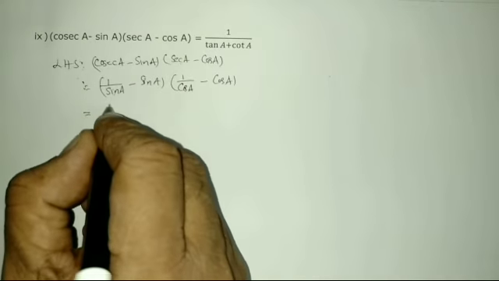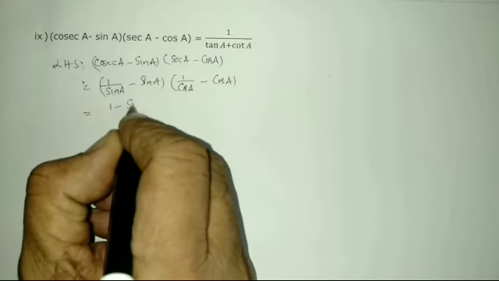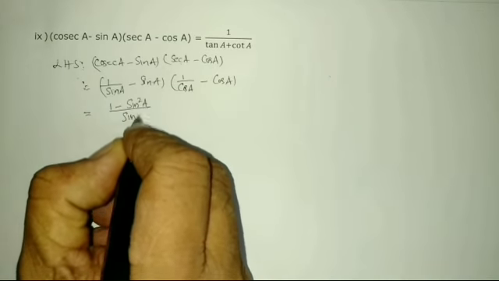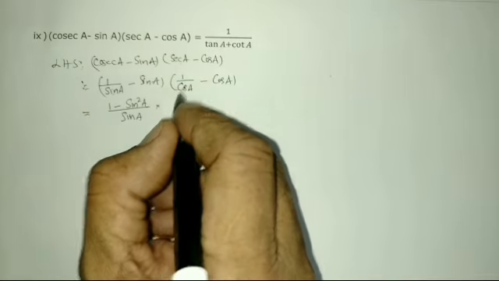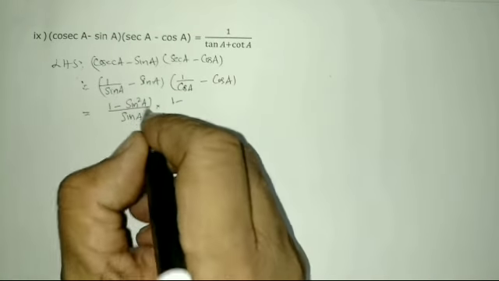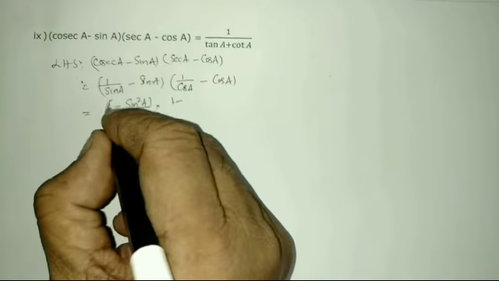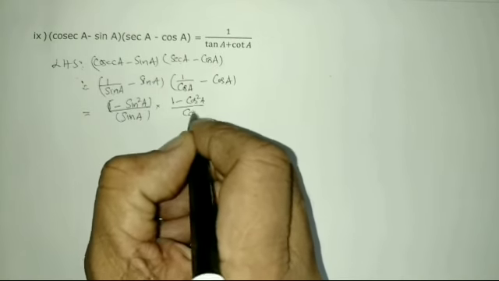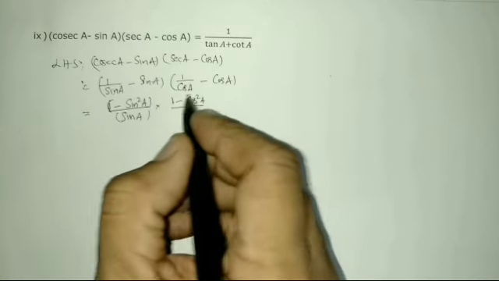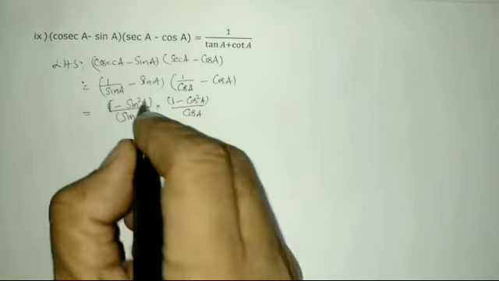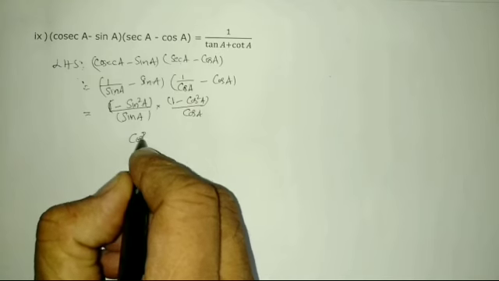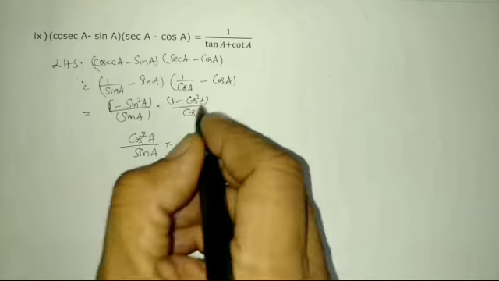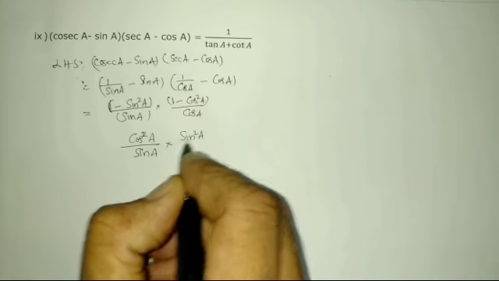So 1 minus sin A into sin A, sin square A by sin A, into 1 minus cos A into cos A, cos square A by cos A. And we know that 1 minus sin square A equal to cos square A, by sin A, into 1 minus cos square A, sin square A by cos A.